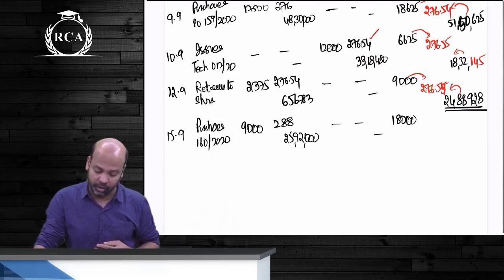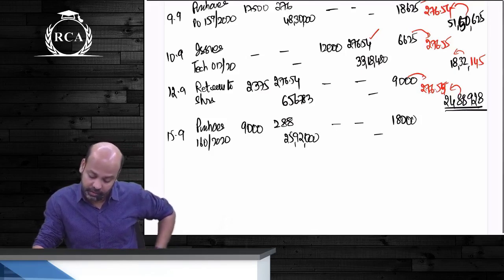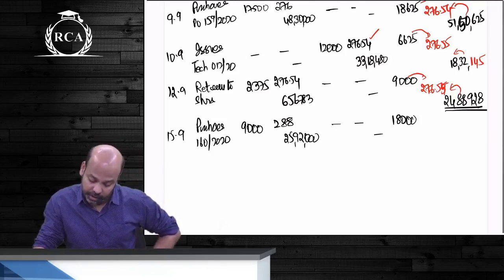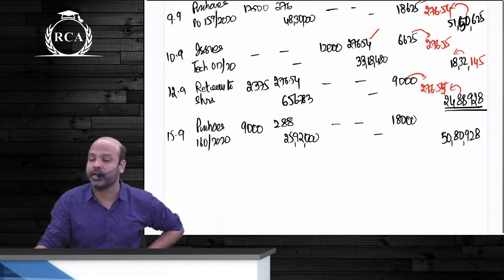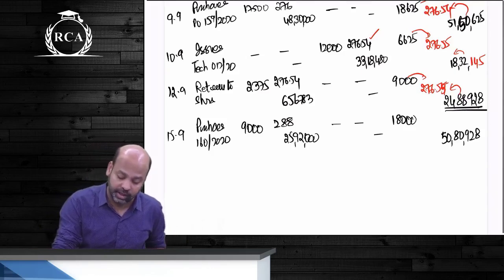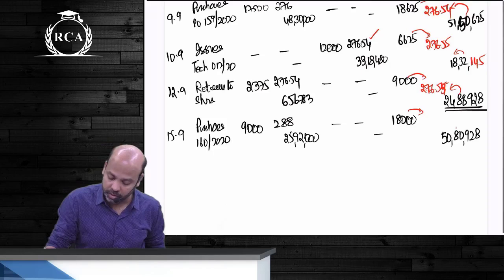You will add 24,88,000 and 25,92,000. That will become 50,80,928. Divide 50,80,928 by 18,000 units and then write the average cost per unit. 282.27.